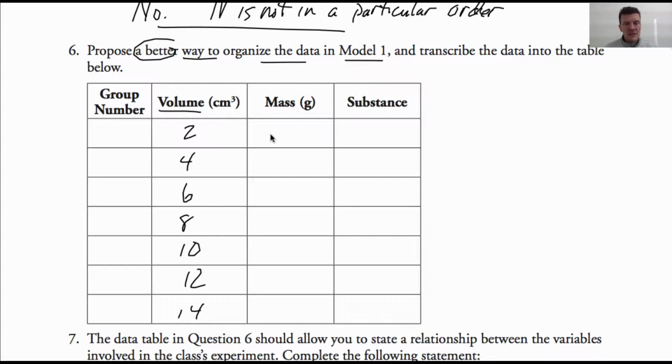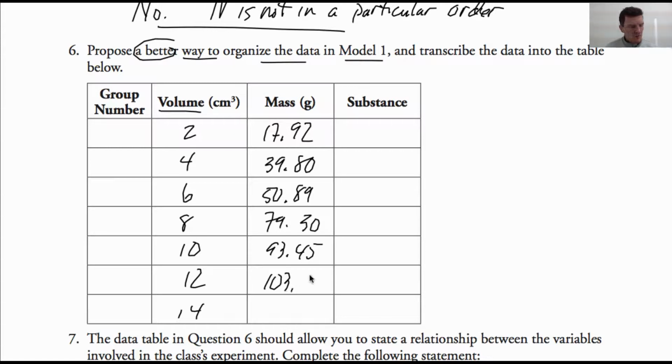And then we're going to write down the accompanying mass that goes with that volume. So this one had a mass of 17.92, this one 39.80, 50.89, 79.30, 93.45, we had 103.85, and 125.44. And all of these are copper, copper, copper.